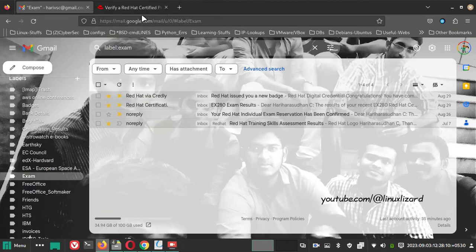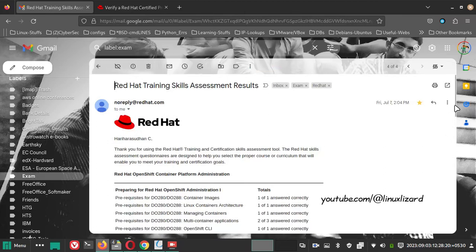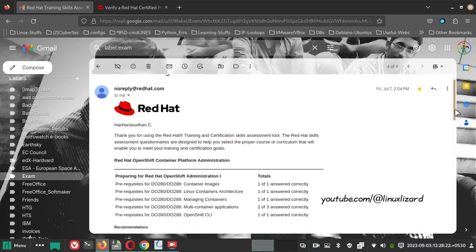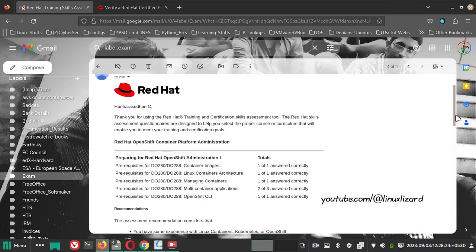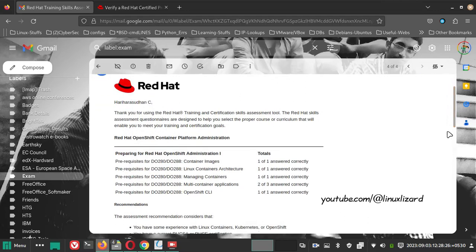From August 29th, 2023, I am an official Red Hat OpenShift administrator. Before doing that, I went for the Red Hat skill assessment and took some basic tests. I'm working in the OpenShift environment, so I have some knowledge. Based on the assessment result, they suggested the following examination.